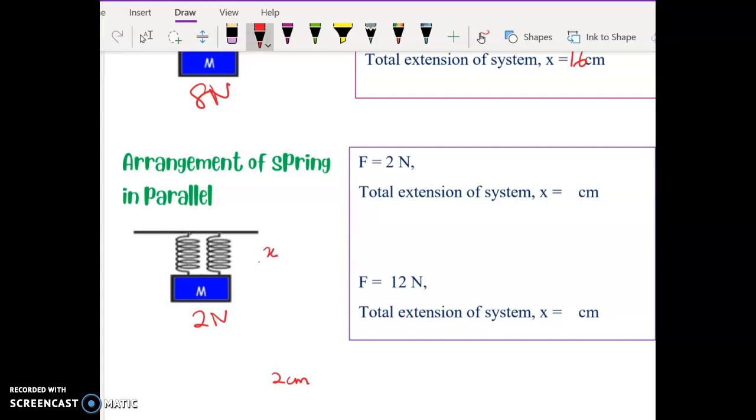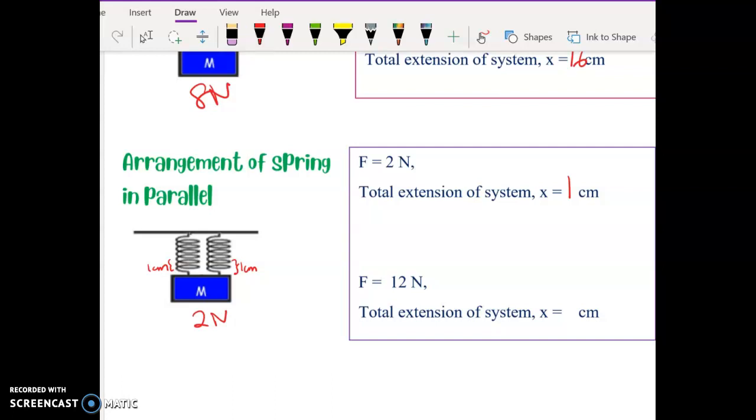So that means the extension will be divided by the number of springs. 2 divided by the number of springs, which is 2, so the extension is 1 centimeter. So here is 1 centimeter, here is also 1 centimeter. But for the whole system, the extension of the whole system is only 1 centimeter. Okay, so here we consider the extension in the vertical direction.